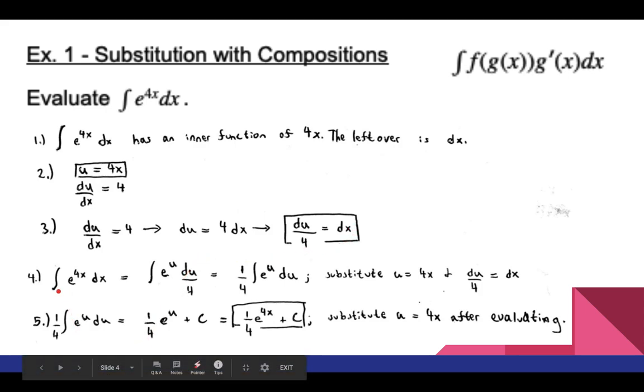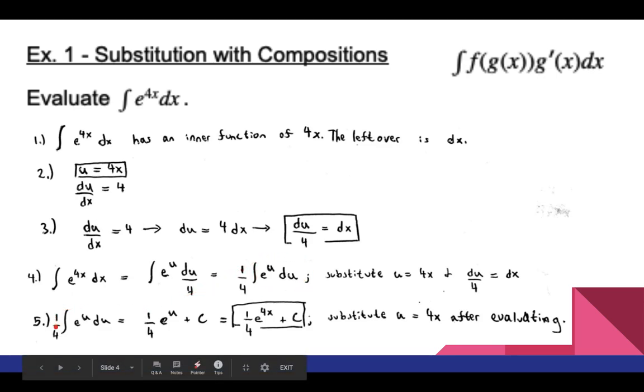So now we're going to rewrite our integral. We have the integral of e to the 4x dx equals the integral of e to the u du over 4. Okay? And that's going to equal 1/4 times the integral of e to the u du. Okay? So we can factor out the 1/4 right here. So we've substituted u equals 4x and du over 4 for dx into our integrand now. So now we can evaluate this integral because we do know the antiderivative of e to the u.